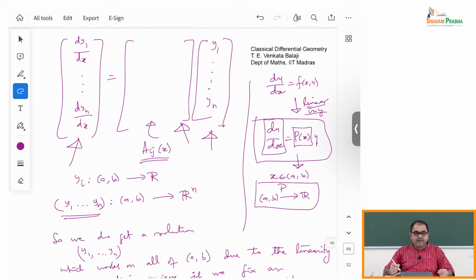So it's linear in the y's. I'm not saying that the coefficient functions are linear. Even in the first order differential equation, when you write it like this, it is linear in y. It means it's y times a function of x. That function of x need not be a linear function in x. For example, it can be dy by dx equal to y sin x. The coefficient functions need not be linear in x.